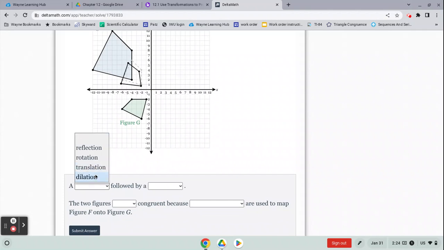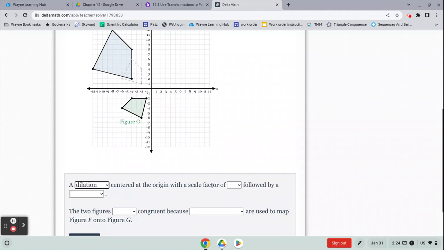So a dilation centered at the origin with a scale factor of... now for this, it starts off, I'll use this side. It was 1, 2, 3, 4, 5, 6. And then the result here is just 1, 2, 3. So if we put the initial, the original, on the bottom and the new on top, that'd be 3 over 6, that reduces to 1/2. It's half as big.